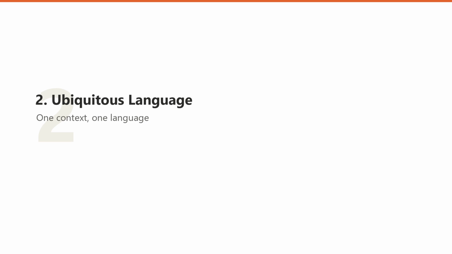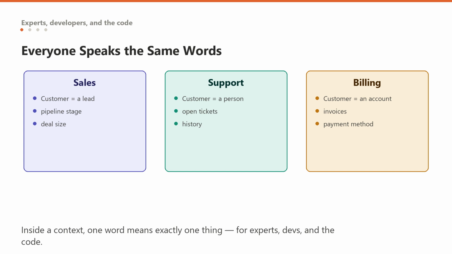Concept 2. The ubiquitous language. Inside each bounded context, the team and the code share one precise vocabulary called the ubiquitous language. Everyone, developers, domain experts, and the code itself, uses the same words to mean the same things. In the shipping context, a shipment, a carrier, and a tracking number are precise concepts. That exact language shows up in the class names, the methods, and the conversations. The rule is one context, one language. When you find yourself saying, well, a customer here means something different, that's a signal you've crossed into another bounded context.